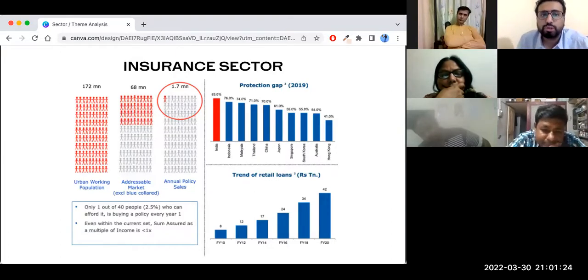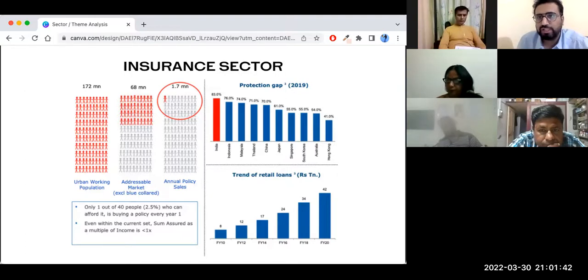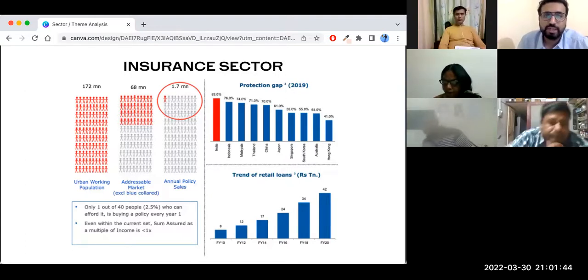Among those, only 1.7 million annual policy sales are there. So extremely low penetration, right? 1 out of 40 people who can afford it are buying a policy.